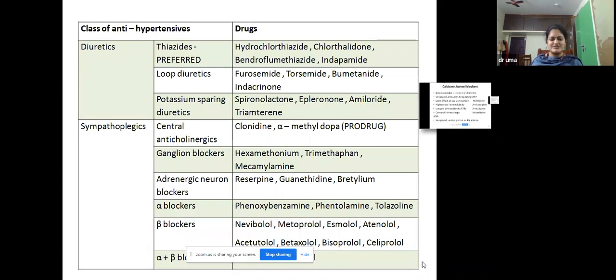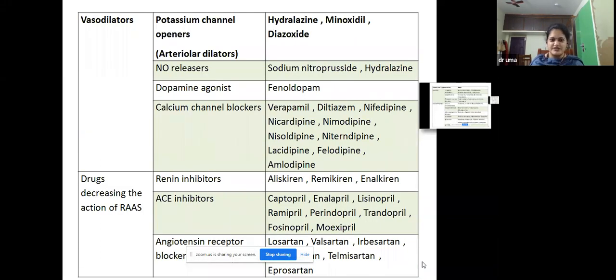So these are the drugs used as antihypertensives. We have seen diuretics. Among the diuretics, thiazide is preferred as an antihypertensive over loop diuretics. In sympathoplegics, alpha methyldopa is a prodrug. Other drugs we'll see in the content itself. Potassium channel openers we have also seen, along with nitric oxide releasers, calcium channel blockers, ACE inhibitors, ARBs, and renin inhibitors. These are the drugs used for hypertension.